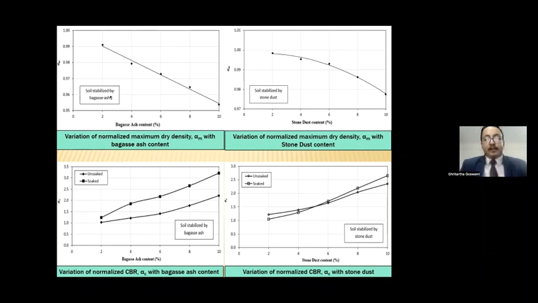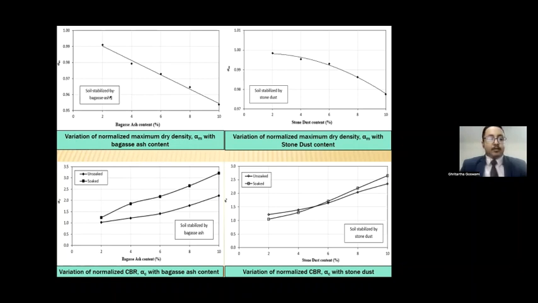The last figure depicts the variation of parameter alpha C with the stone dust content, and the range of variation of alpha C was found to be 1.0 to 2.7 and 1.25 to 2.3 for the unsoaked and soaked tests respectively. The pattern of variation was observed to be curvilinear with ascending slope, as you can see in this figure. For both cases, the value of the parameter alpha C was found to be greater than unity for unsoaked and soaked. So this indicates the improvement in CBR with respect to untreated soil.